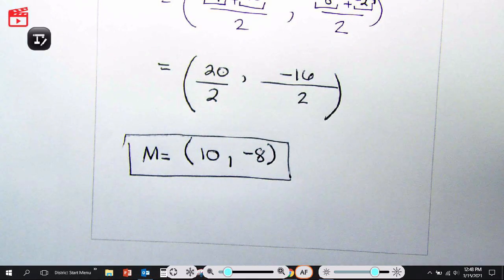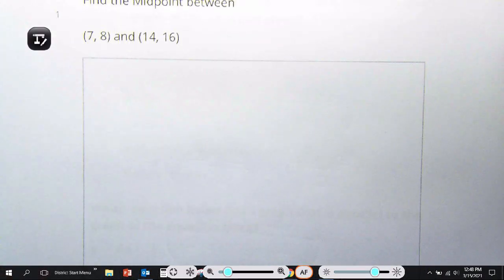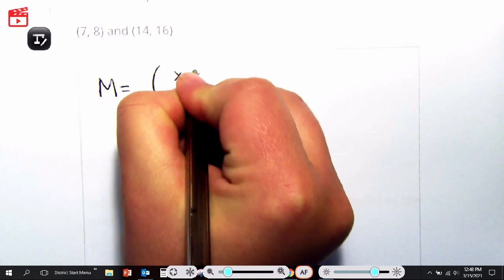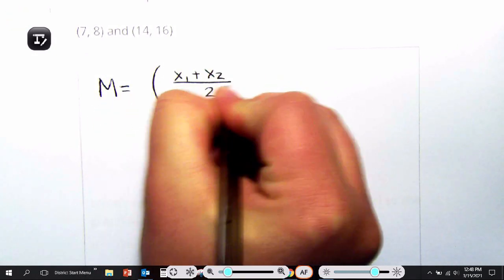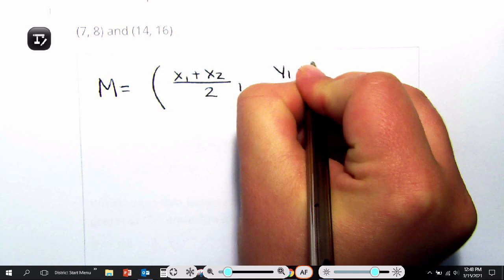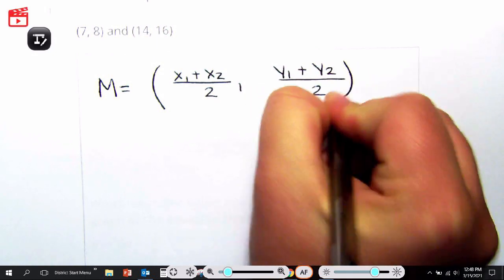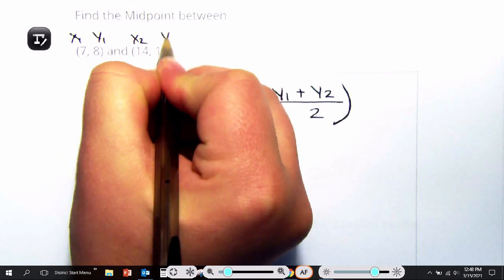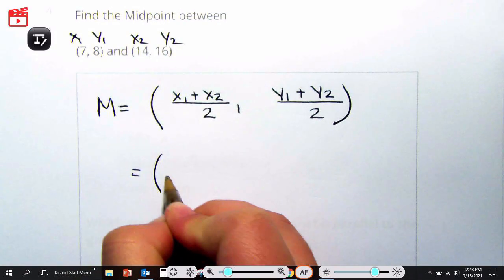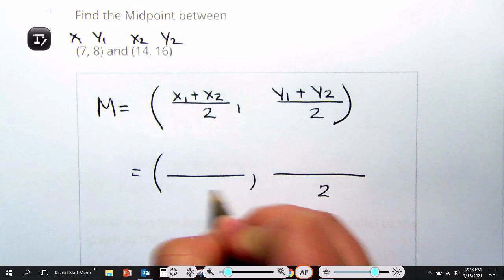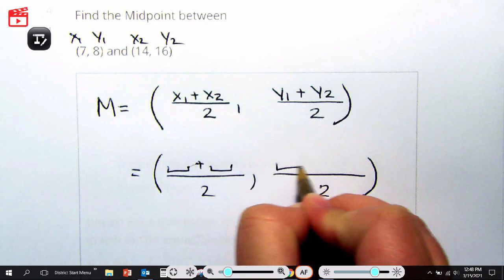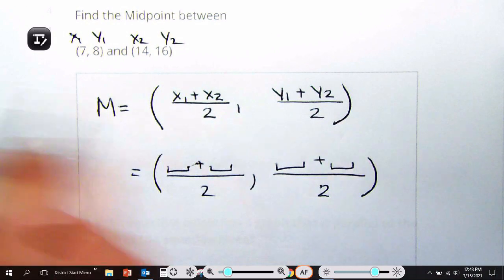All right, let's move on to the next one. Next one is still asking us for a midpoint, which is fine because we already know what to do. We're going to take our x's, add them, and divide by 2. We're going to take our y's, add them, and divide by 2. We do need to label our points, so x1, y1, x2, y2. Again, I like to set it up so that all I need to do is input my numbers. So here's x1 plus x2, y1 plus y2.